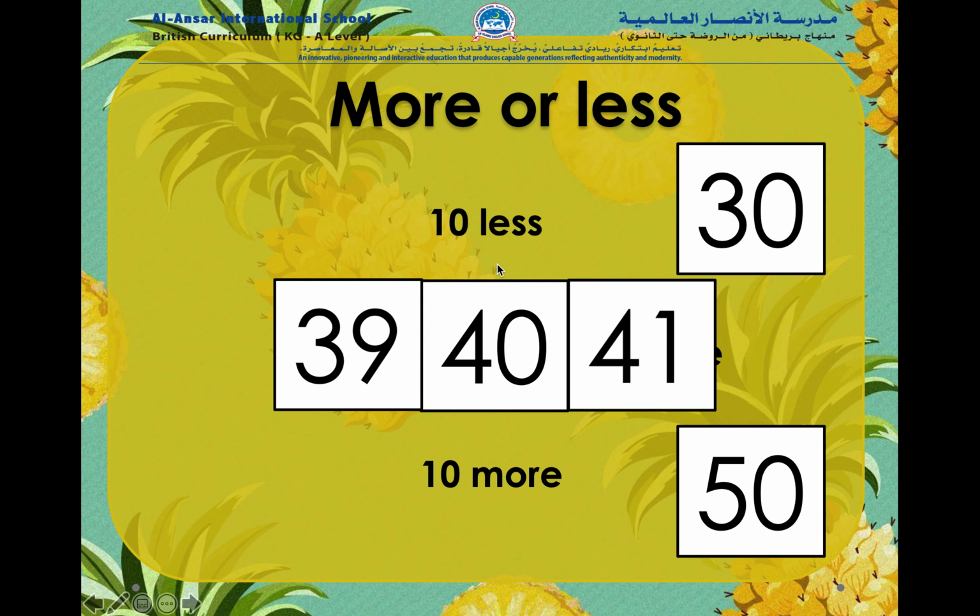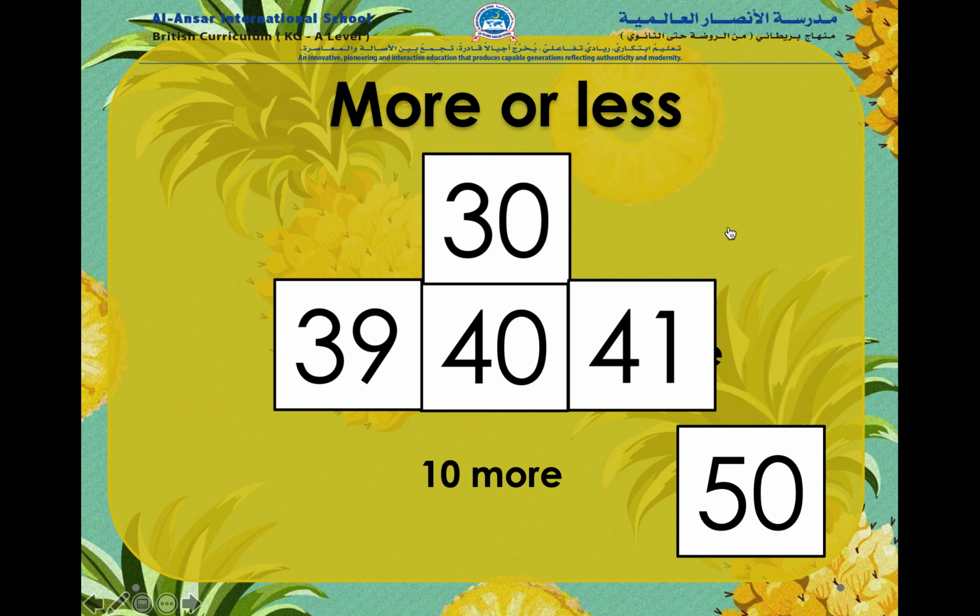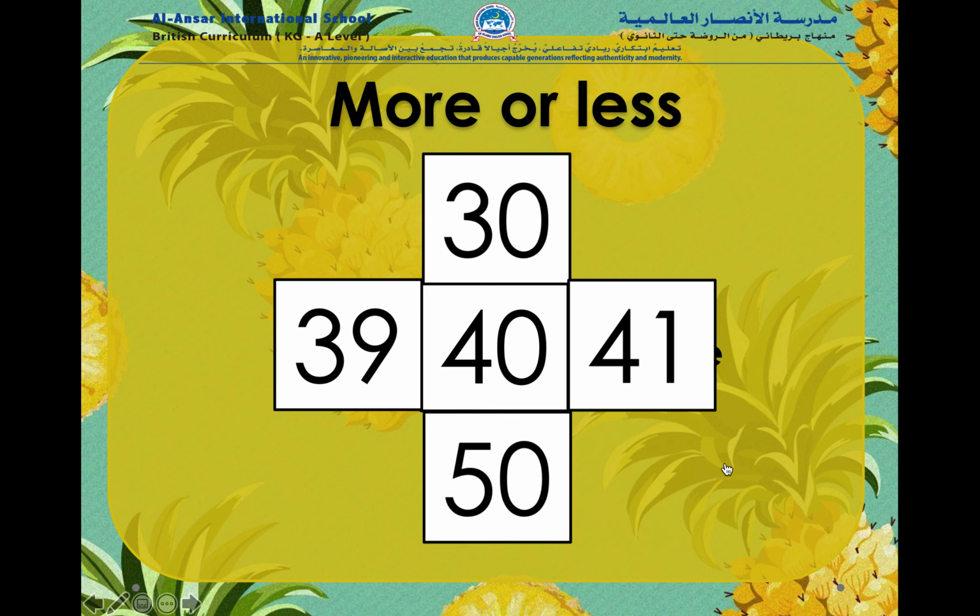Now let's find out what is 10 less and 10 more than the number 40. Yes, if you've guessed that the number 30 is 10 less than the number 40, amazing. Remember, you can use your fingers and count backwards from the number 40 to the number 30. Now, let's find out what is 10 more. Remember, you're going to count forwards 10 times and you will find that the number 50 is 10 more than 40. And there you have it.